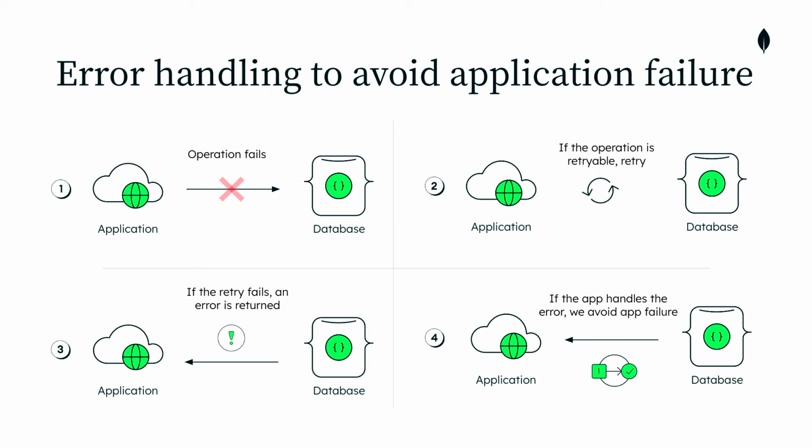But if our application has error handling built in, then we avoid that. We catch it, we have some logic behind it, we might log it, we might alert someone with it. But error handling to avoid application failure is a necessity if you want to run a mission-critical app that's acceptable for your end users.